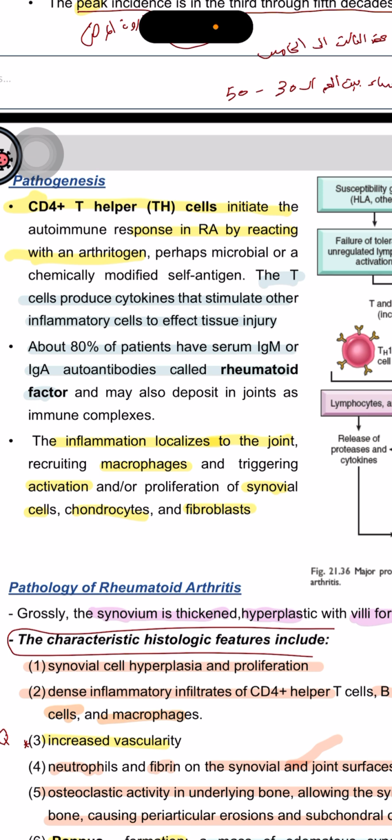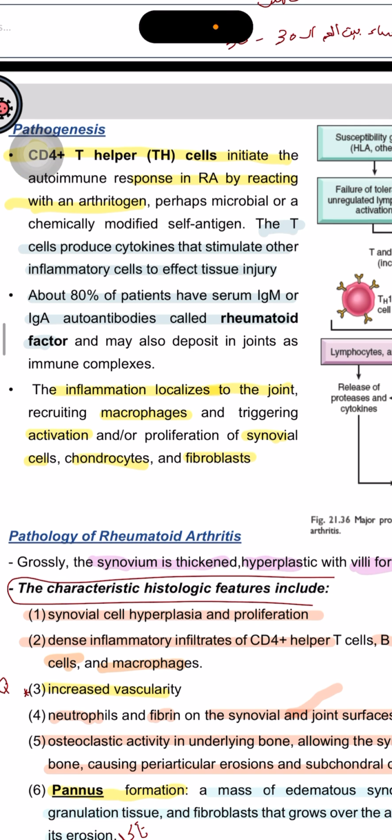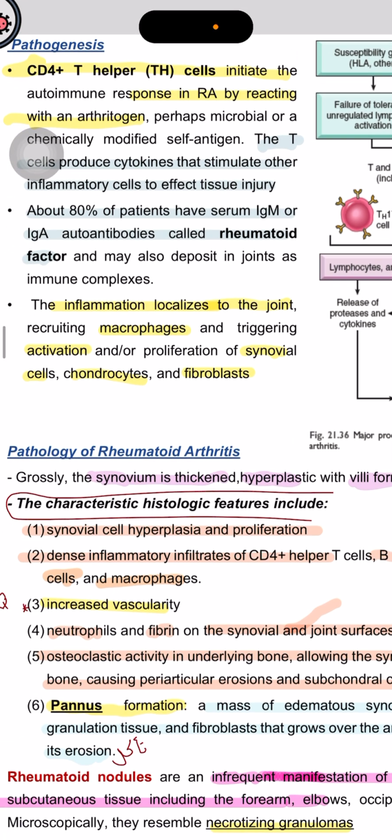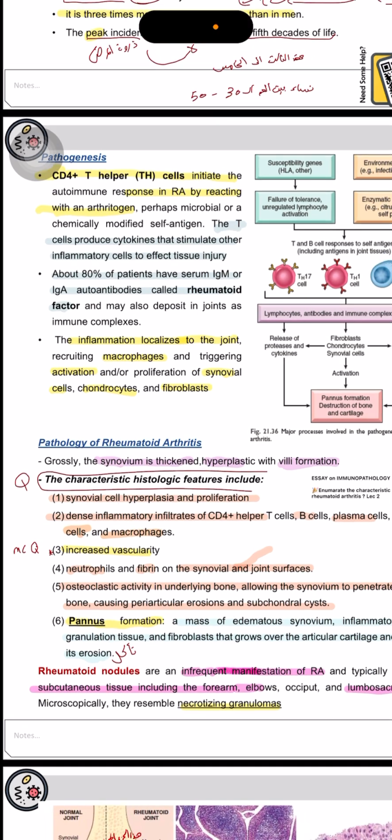The patients have serum immunoglobulin M or A autoantibody called rheumatoid factor, which deposits in joints as immune complexes. The inflammation is localized to the joint, recruiting macrophages, with regular activation and proliferation of synovial cells, chondrocytes, and fibroblasts.